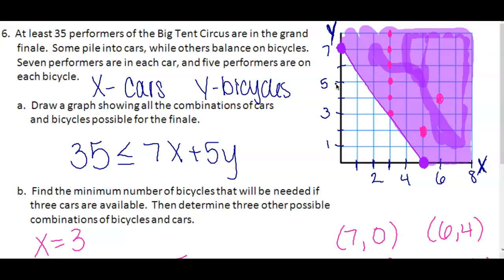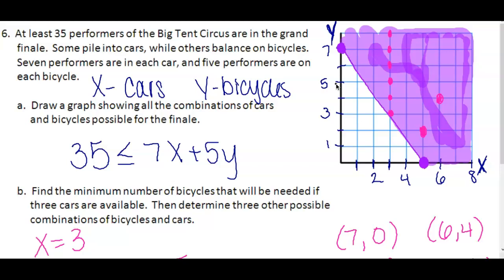So if you have to have at least, that means more than, right? So at least means more than. That's why it's a greater than inequality. Because a lot of times people see at least and they make the inequality the other way. Find the minimum number of bicycles that would be needed if 3 cars are available.